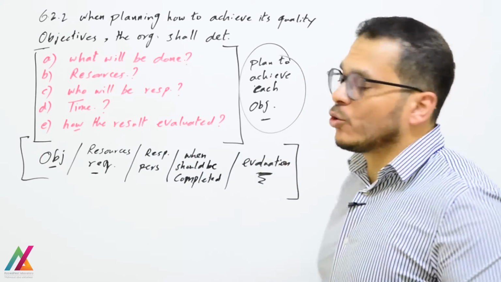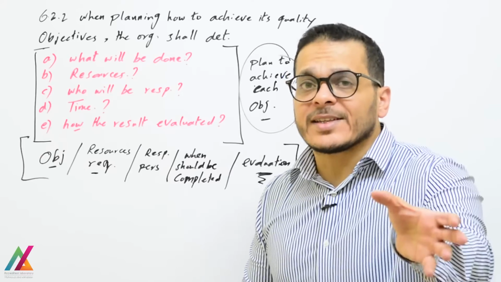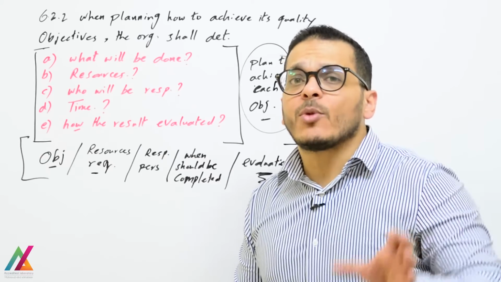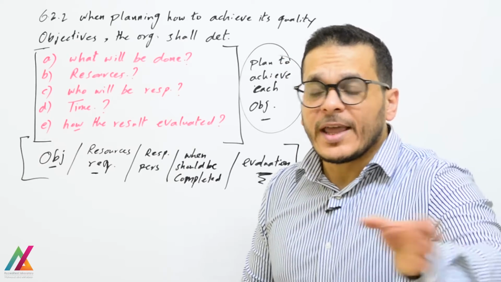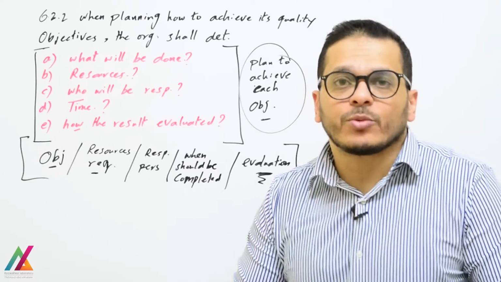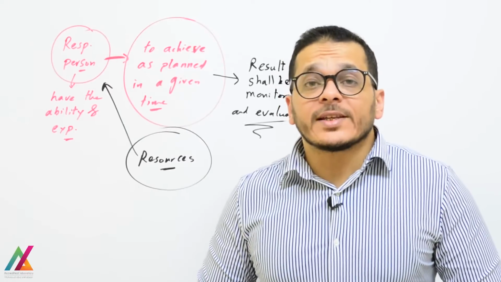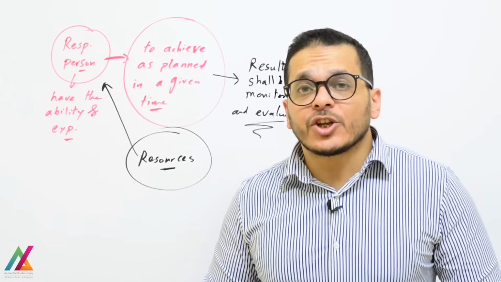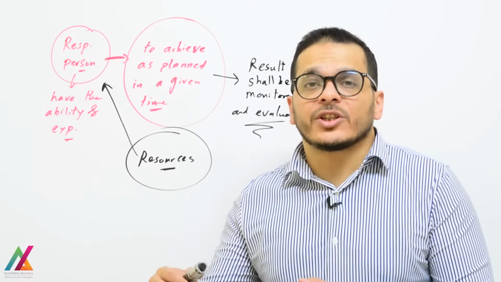And the evaluation: you should monitor and evaluate. After that, the leader from each process shall monitor whether they achieved these objectives or not, and evaluate it at the end, and that should be verified by the top management. So to achieve the policy related to quality for any organization, the organization shall identify several quality objectives.